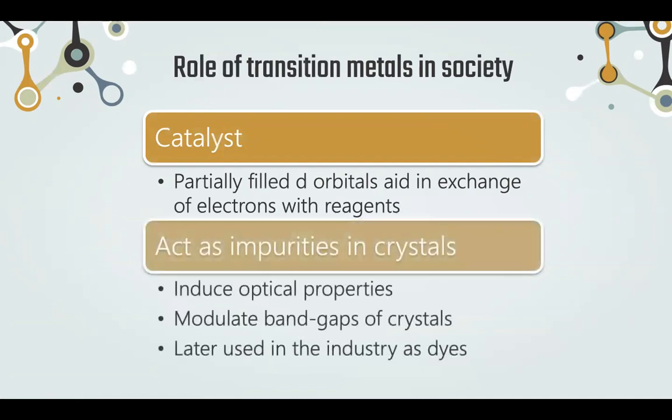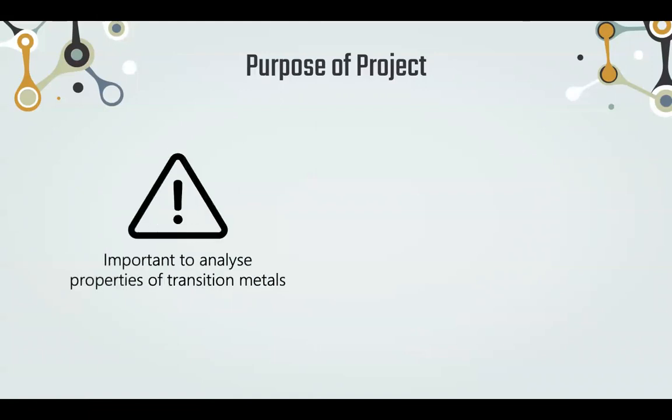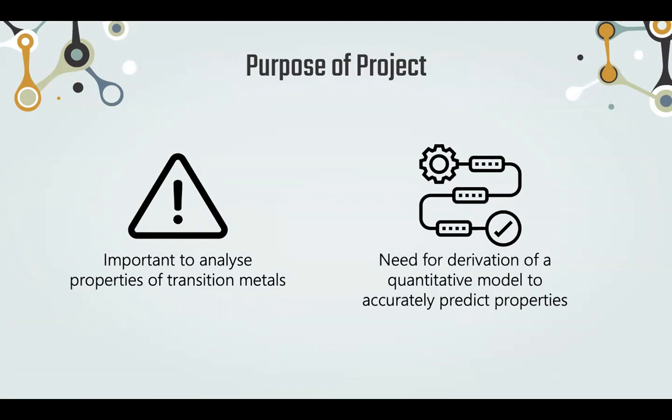They can also act as impurities in crystals, as they can induce optical properties in crystals and modulate the band gaps of the crystals. When the atom is hit by a photon, it will absorb wavelengths of visible light, and thus they can be used in the industry as dyes. Hence, it is important to analyze the properties of transition metals and necessary to derive a quantitative model to accurately predict its properties.